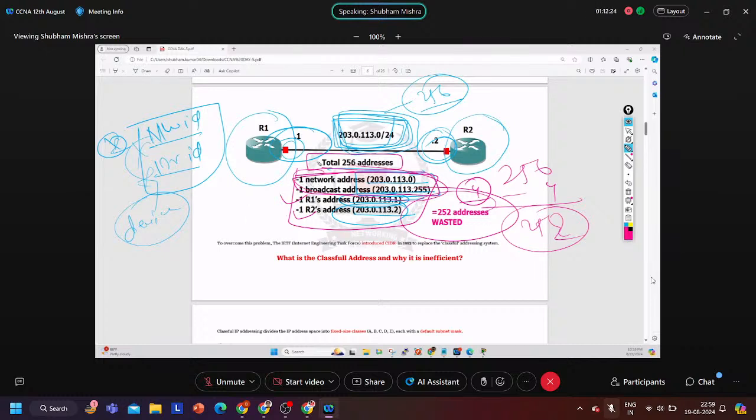To avoid this, we have the concept of subnetting. Otherwise, if an engineer doesn't know subnetting, they will assign like this, and the number of IP addresses wasted will be huge.